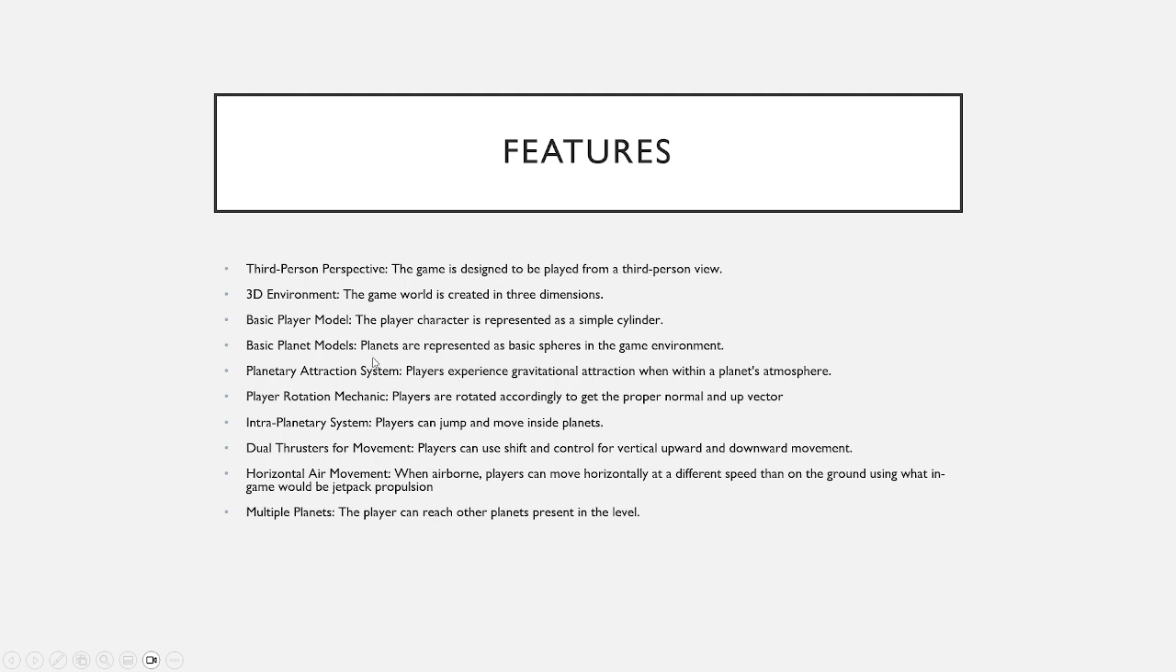So the features that the game will finally have are a third person perspective in a 3D environment. It will have a planetary traction system, also a rotation mechanic, so the player gets rotated towards the planet. An interplanetary system, so they can jump and mount inside the planets, and thrusters for movement, so they can use the jetpack to move up and down faster. Also, when they are in the air, the speed is different because they're using a jetpack instead of moving on the ground, where they are just walking. And I also wanted to include multiple planets so they can go from one planet to another.